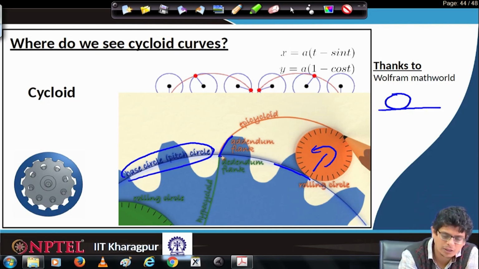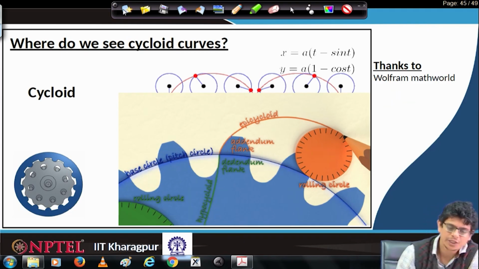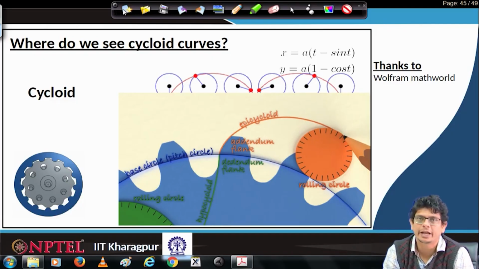Similarly, the bottom of the curve is constructed by hypocycloid. For example, there is a line on which this green one is rolling, then the part of the curve in which direction it moves is what we call hypocycloid. So, cycloids are quite common for gear construction.